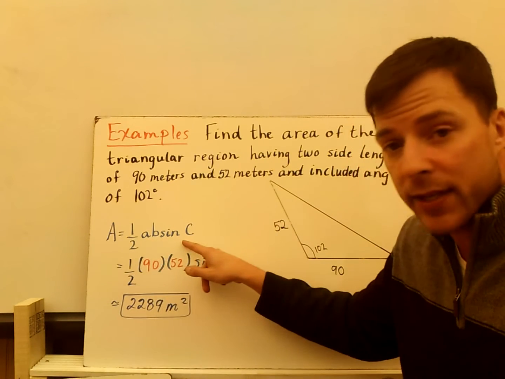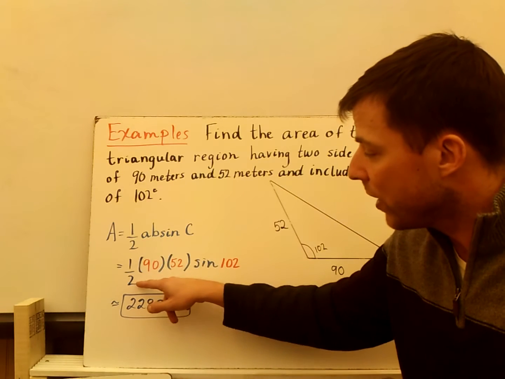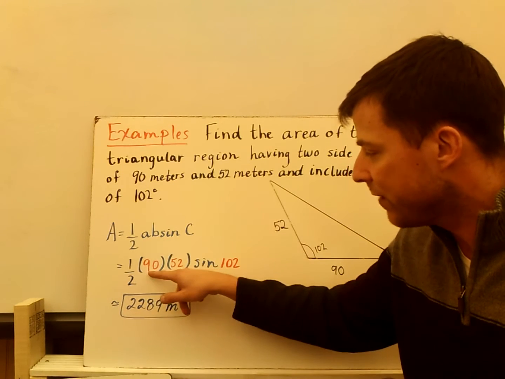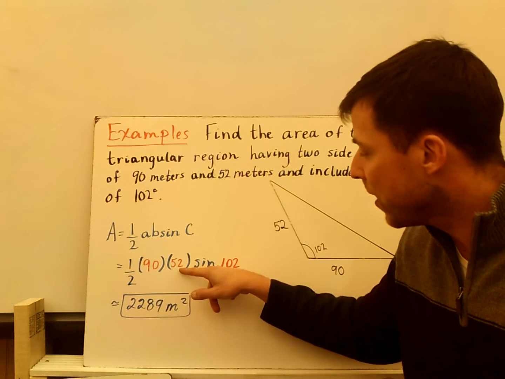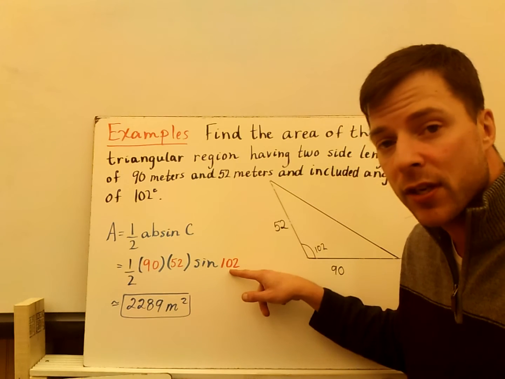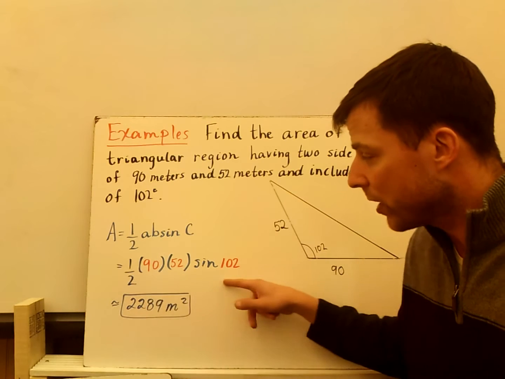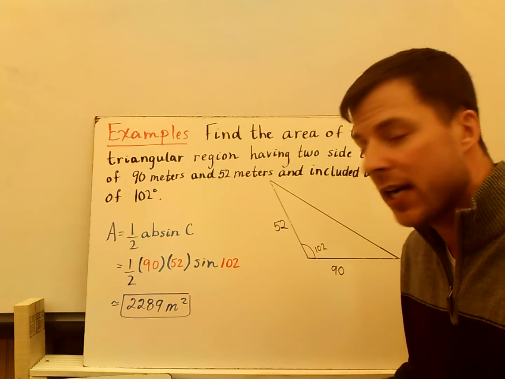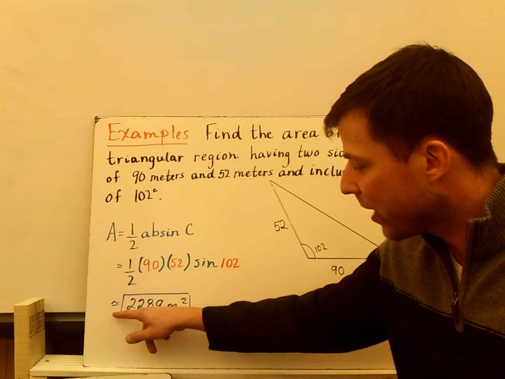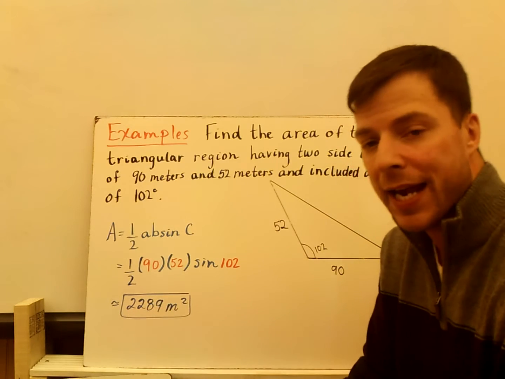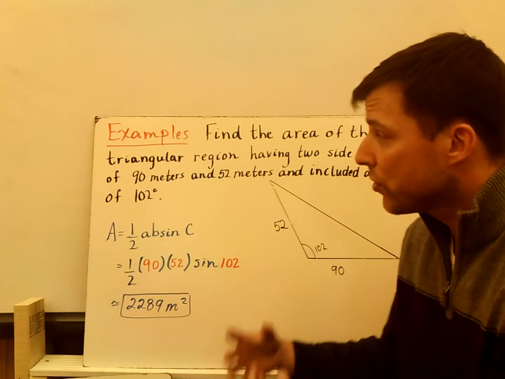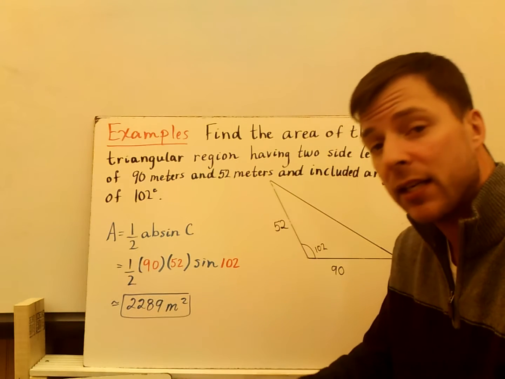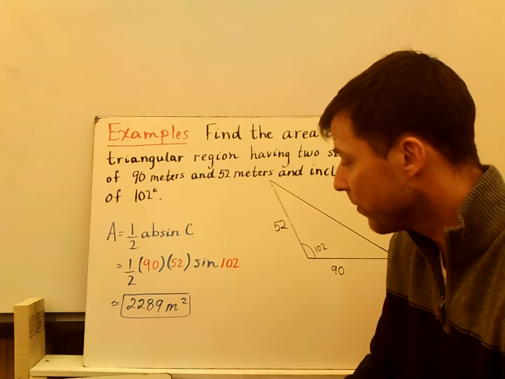So I write my formula for area, and I write 1/2. After I write the formula, I substitute my known values: 90 for a, 52 meters for b, and 102 degrees for the angle. And so I just go ahead and plug and chug. 1/2 of 90 times 52 times sine of 102 degrees, and I get an approximate area of 2,289 meters squared. So there's not much to this. It's just identifying the sides and the angle, plugging it in, and simplifying.